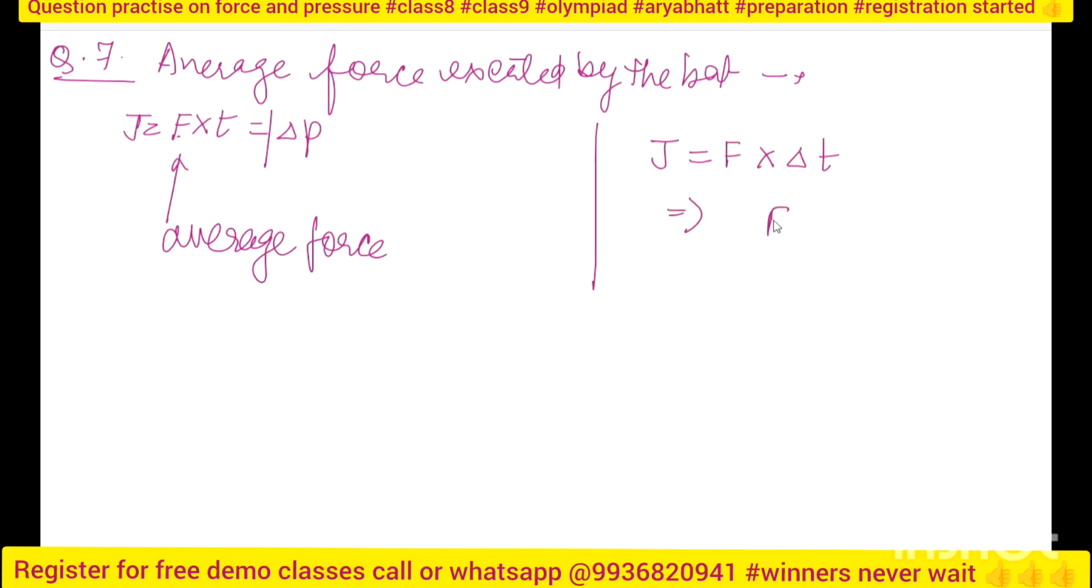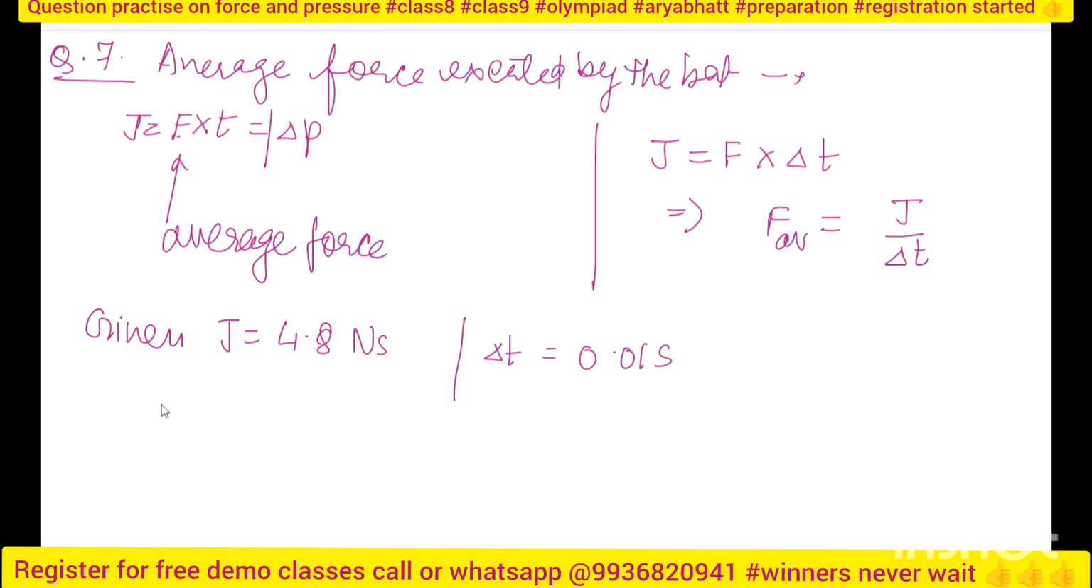So this implies that F, the average force, is equal to J by delta T, meaning the duration of time. So in the question it is given J is equal to 4.8 Newton second, delta T is 0.01 second. So your average force will be nothing but 4.8 divided by 0.01. So what will I get? 480 Newton, and it is option A.